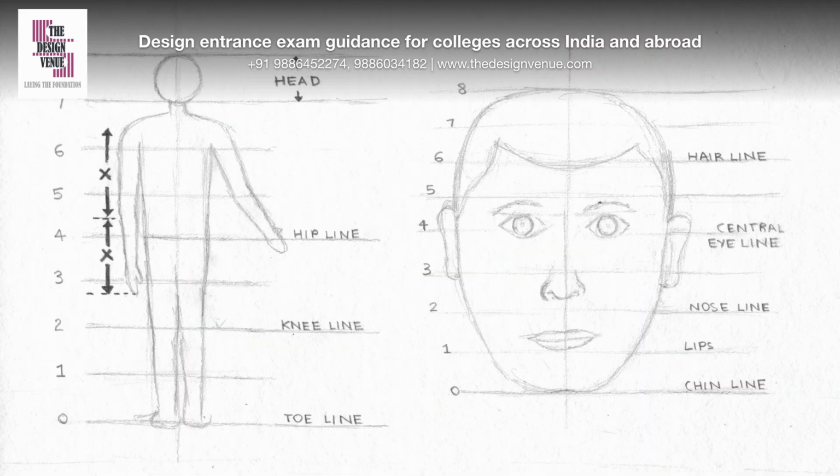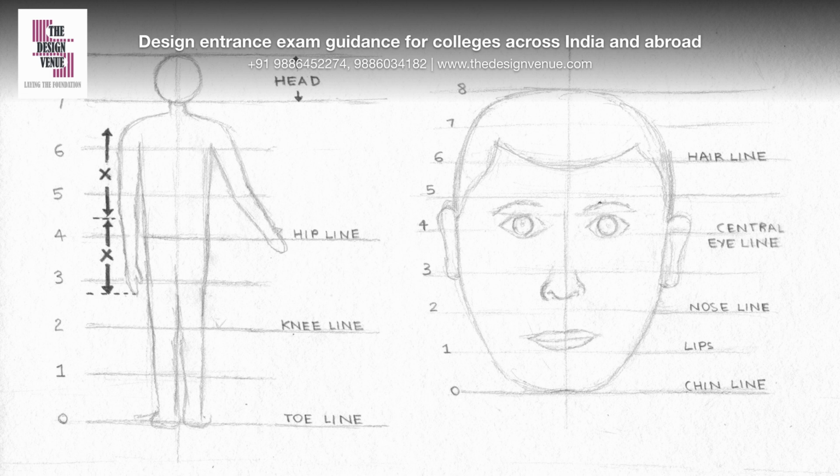So now let's look at the proportions of a human face. It can also be divided into 8 divisions, starting with the chin line at the 0th division and ending at the 8th division, which will be the top part of the hair. The hairline will lie at the 6th division.